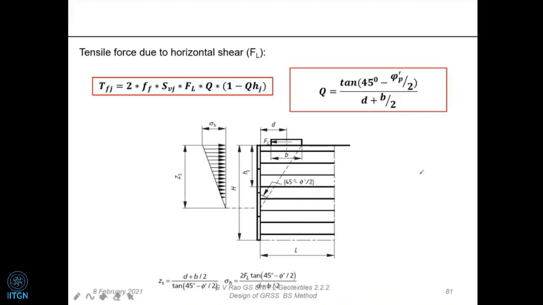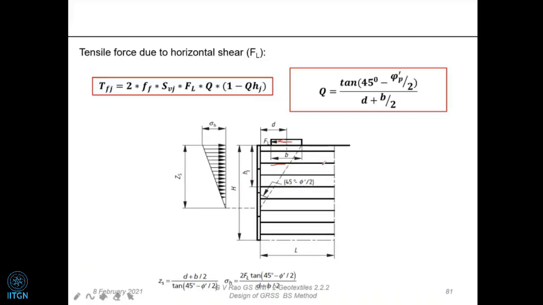Now horizontal shear is working in a different way, because this is a strip where the width of the strip is again B, and this strip is going to have a horizontal shear load. So if this is a horizontal shear load, it is distributed again at 45 plus phi by 2, and the maximum value is at the top and the minimum value at the bottom of this line of 45 plus phi by 2. That means when we are considering, let us say, the second layer here, we are going to consider the pressure here. If we consider the third layer, we are going to consider the pressure here.